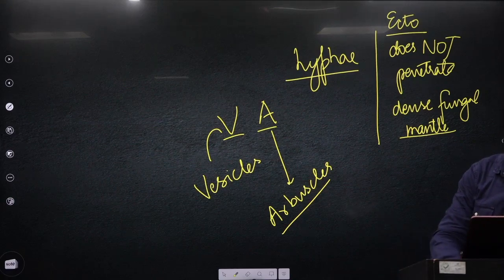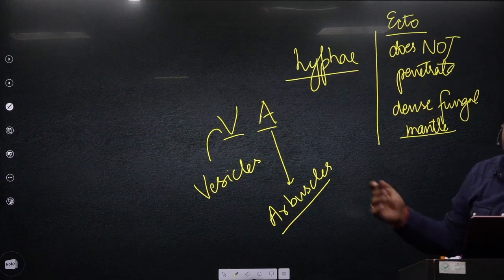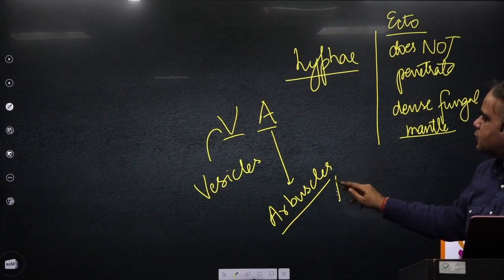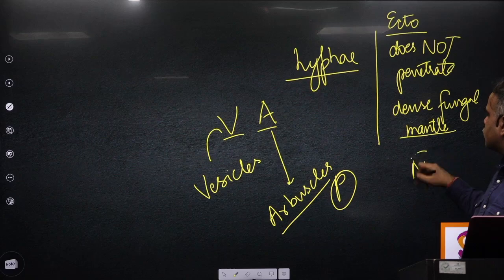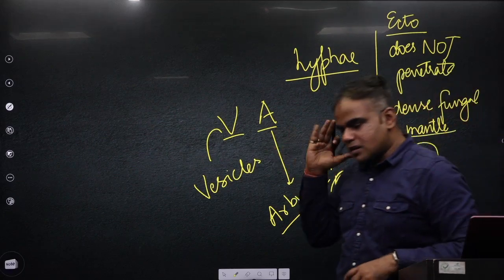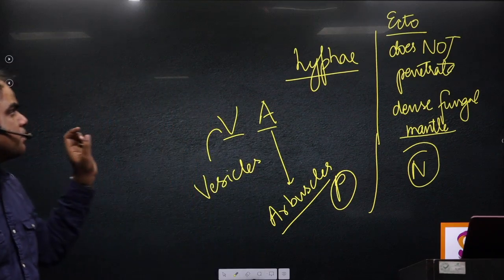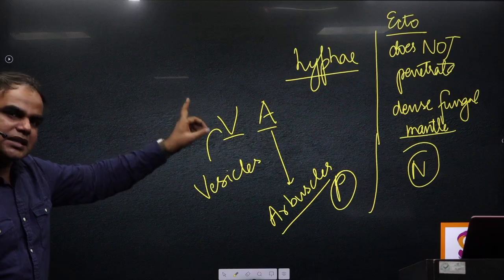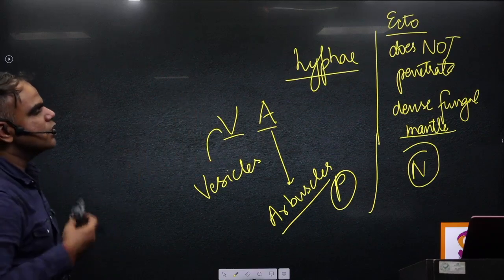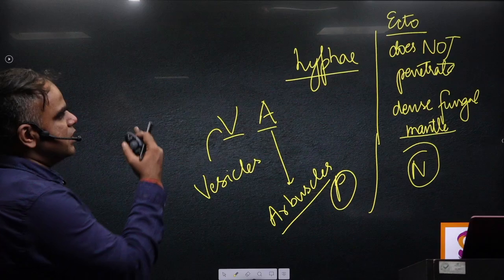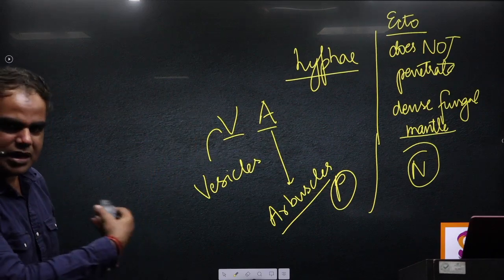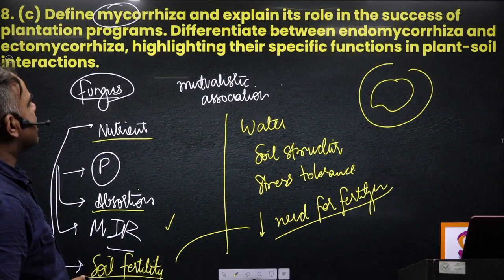Here it is very efficient for absorption of phosphorus, here more for nitrogen, etc. There are other points you should know, but the basic point of difference is whether the hyphae penetrate into the root cell or not. Then of course you should give examples and say which is more abundant and which is not. That is how we will understand it.